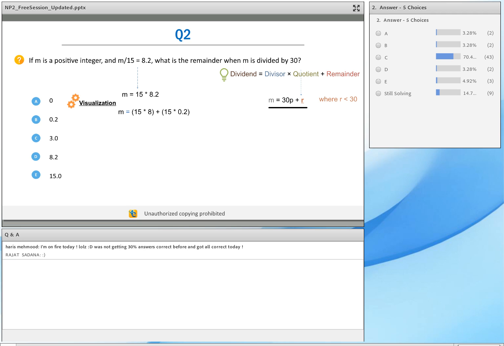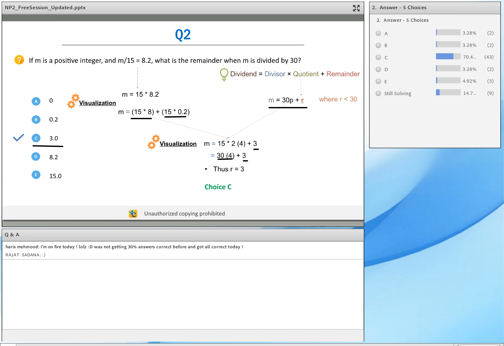This is the visualization of 8.2. Then we take this part over here, 15 times 8, and we really say this seems to be divisible by 30 because we can express it differently. We can express 8 as 4 times 2, and then 15 times 2 over here is 30. So overall, this becomes 30 times 4, so 15 times 2 times 4, and the remainder over here is 0, and the remainder over here is 3. So the overall remainder that we get is 3.